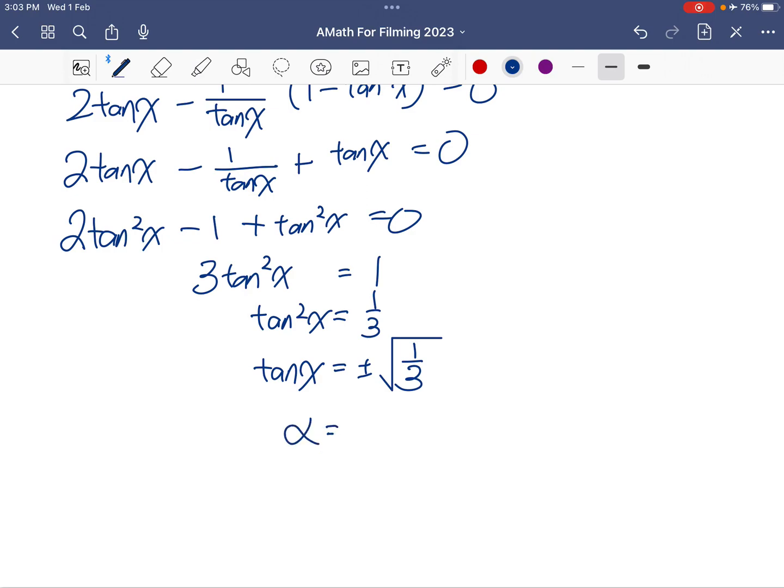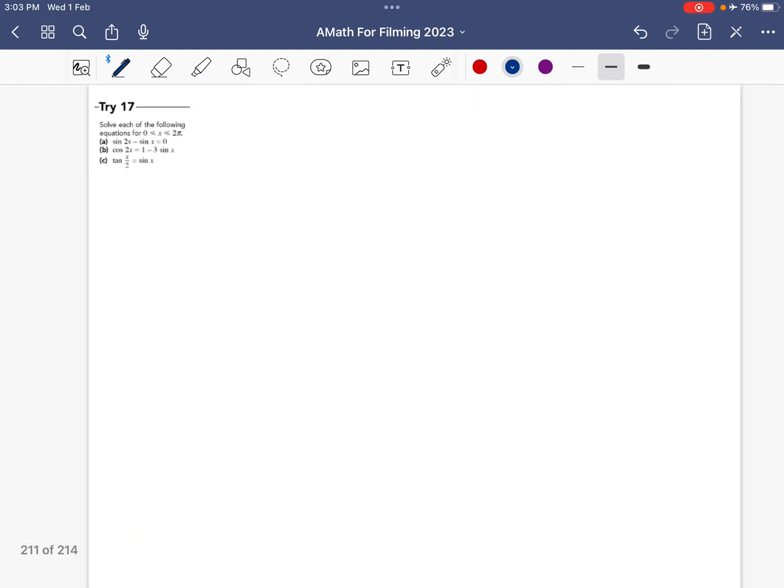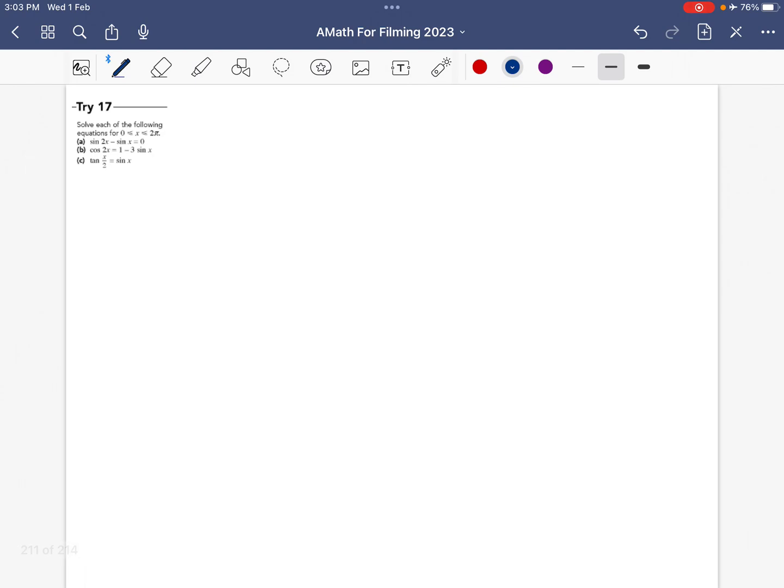So if I were to find, it will be in all 4 quadrants, and my alpha value in this case is equals to 30 degrees. Because tangent is both positive and negative, I will get all 4 quadrants, so I get 30, 150, 210 and 330 degrees.